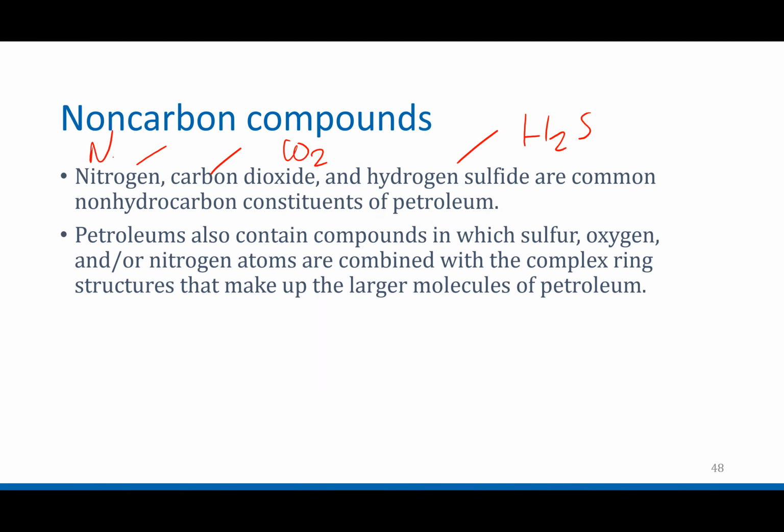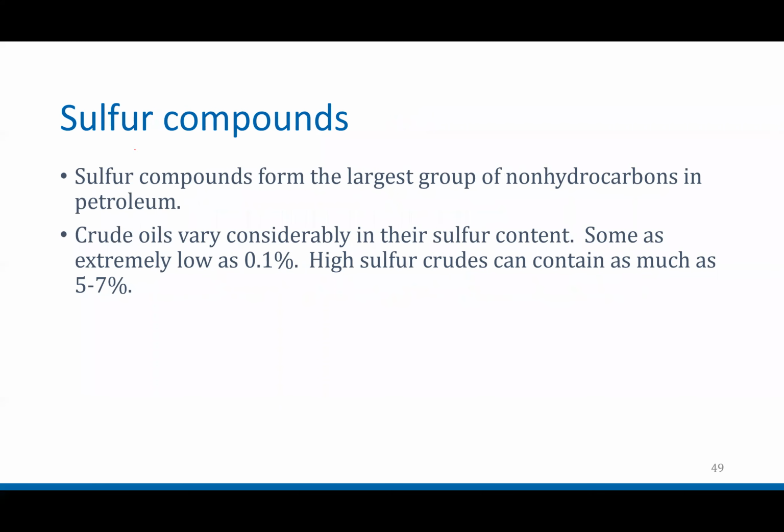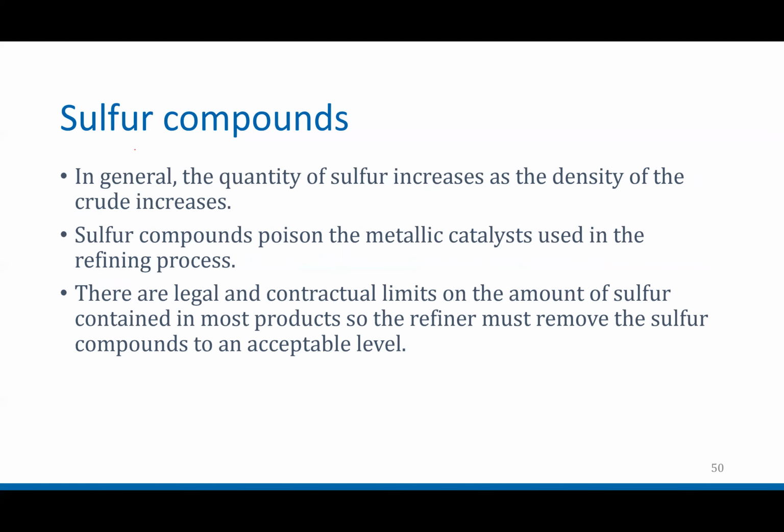There are, however, other compounds involved, and they can be very complex as well. So let's start with sulfur. Typically, sulfur is the largest group in petroleum after hydrocarbons. So besides hydrogen and carbon, sulfur is typically the highest. It can be very low, though. It varies considerably, meaning some crude oil can have as low as 0.1%, and in some places in the world, crudes can be up to 5 to 7% sulfur. You don't have to remember these numbers.